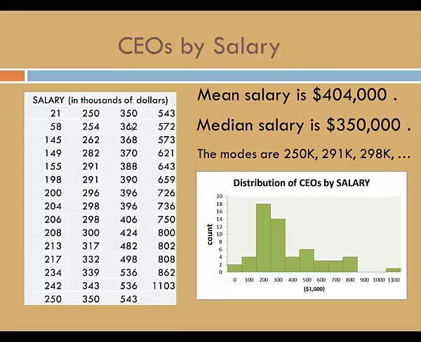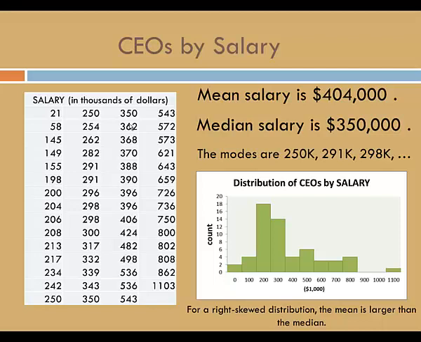Notice there's a tail on the right-hand side, which indicates that this is a right-skewed distribution. And for a right-skewed distribution, the mean is larger than the median. We see a mean of 404,000, which is larger than the median of 350,000.